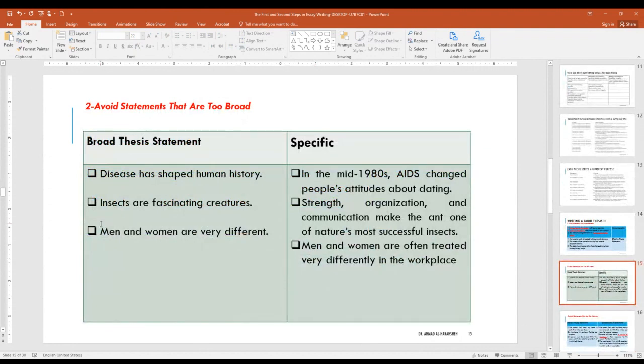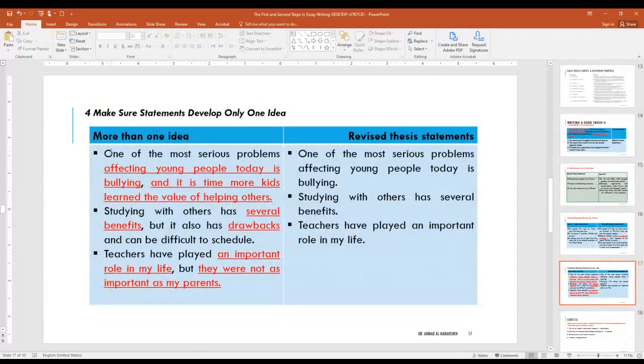Also, we said that your thesis statement should not be too broad and should not be too specific. For example, I failed the biology exam. So what? This is a very specific thesis statement. Everyone will say, so what, right? Look at a broad thesis statement here: disease has shaped human society. Now we make it somewhat specific: in the mid-1980s, AIDS changed people's attitudes about dating, for example.